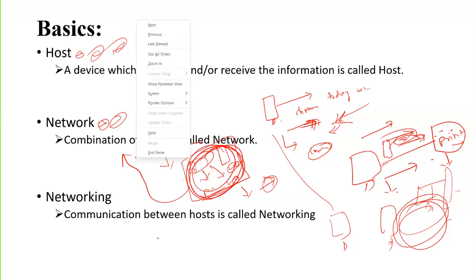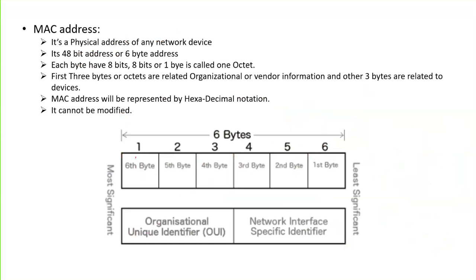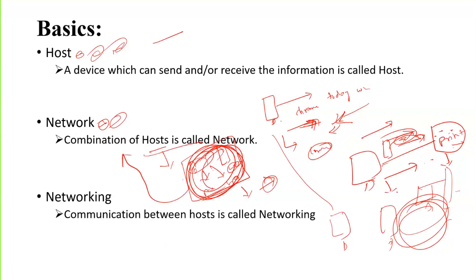When it comes to networking, the communication between these devices is called networking. That's it. A host which can send or receive information is called a host, a network is nothing but a combination of hosts, and networking is the communication between them. They're connected together, and communication is possible between the hosts which are connected, so that is called networking. So this is about what is a host, what is a network, and what is networking. Let's go further.